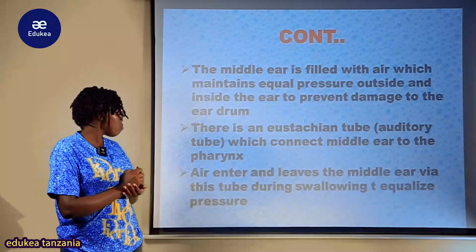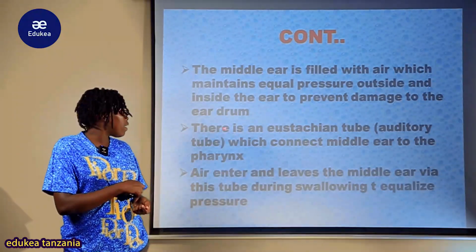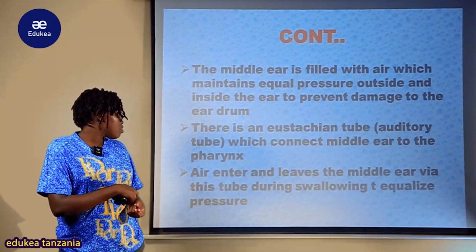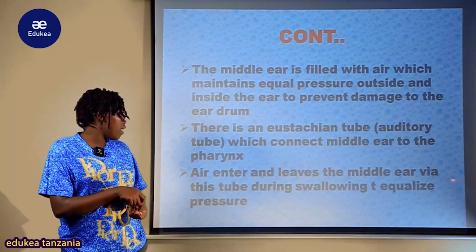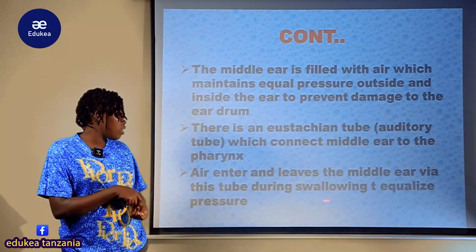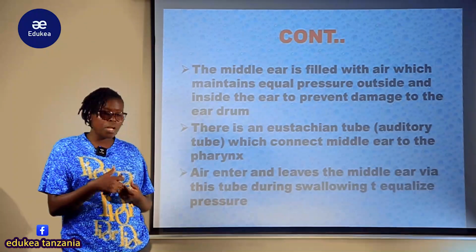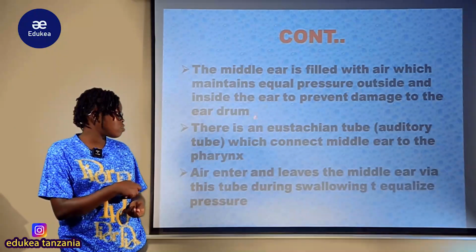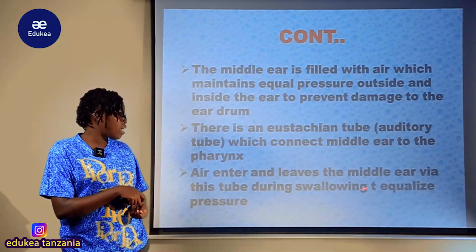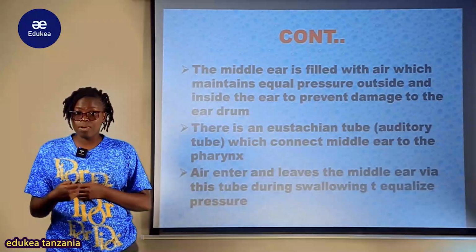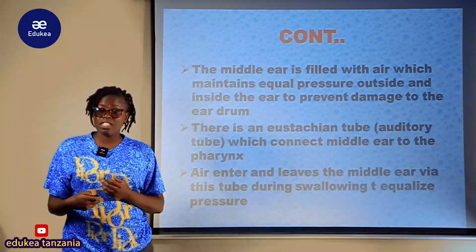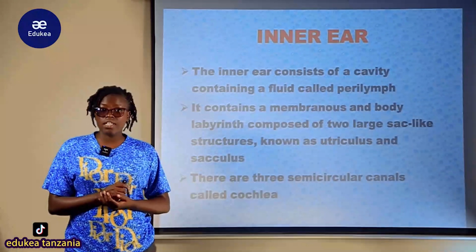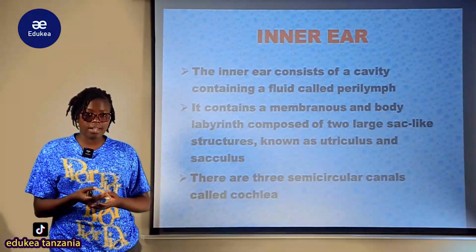So there is a eustachian tube ambayo ni auditory tube which connects the middle ear to the pharynx. So air enters and leaves the middle ear via this tube during swallowing to equalize the pressure. Kwa mtu anapokuwa anakula au anatafuna chakula, the air inakuwa inaenter through this eustachian tube during swallowing kwa ajili ya kuweza kuequalize the pressure, kwa sababu pressure isipokuwa equalized inaweza kupelekea the bursting of the eardrum.